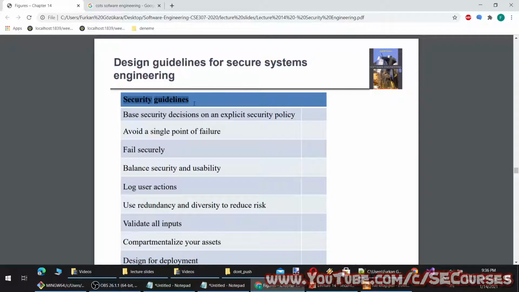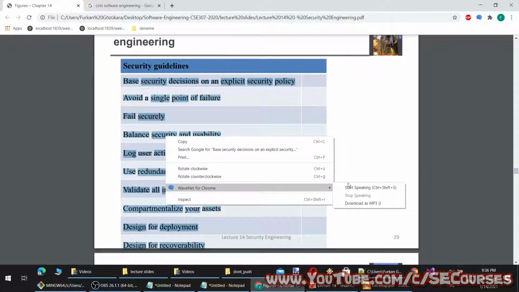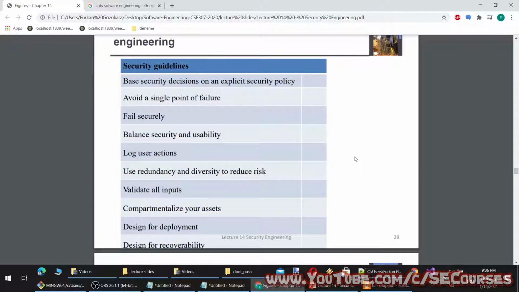Design guidelines for secure systems engineering. Security guidelines, so let's read them. Base security decisions on an explicit security policy. Avoid a single point of failure. Fail securely. Balance security and usability. Log user actions. Use redundancy and diversity to reduce risk. Validate all inputs. Compartmentalize your assets. Design for deployment. Design for recoverability.